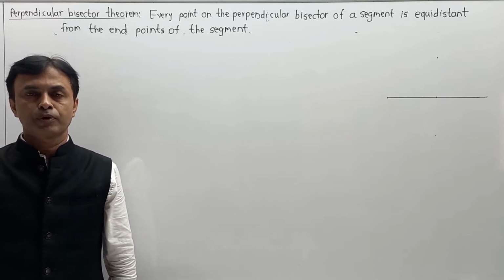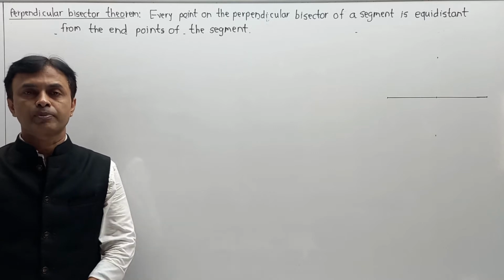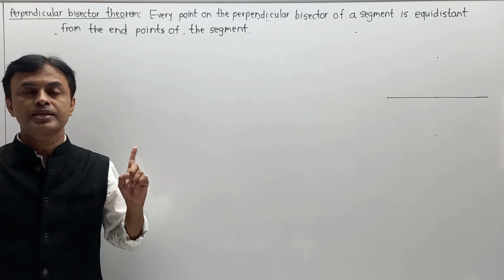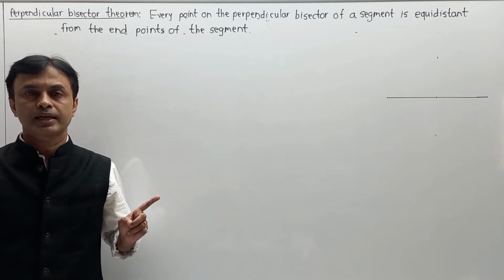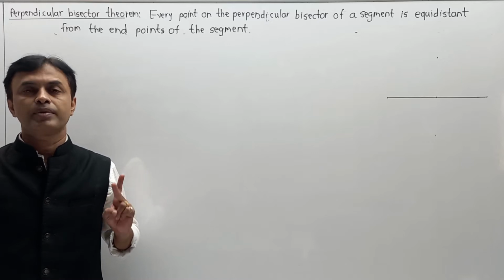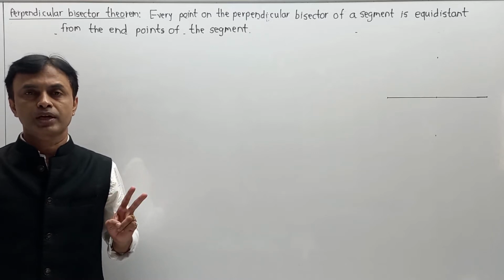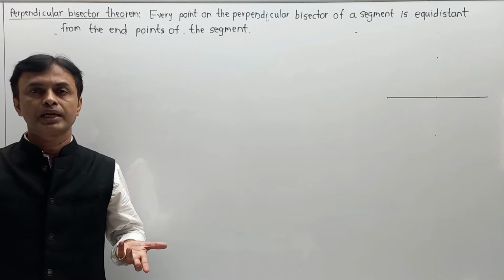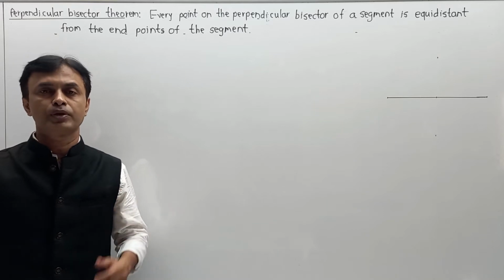But before starting 3.4, we must understand two types of theorem. The first is the perpendicular bisector theorem and its converse, and the second is the angle bisector theorem and its converse. We need to understand these two parts, then we can proceed to exercise 3.4. So these are the theorems after 3.3, or you can say before 3.4, in between.